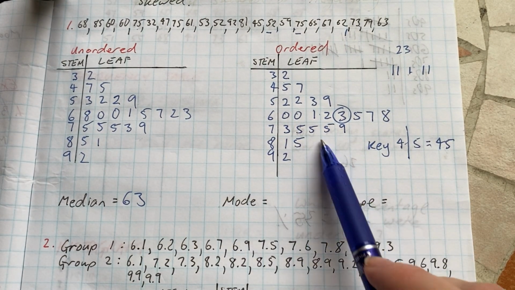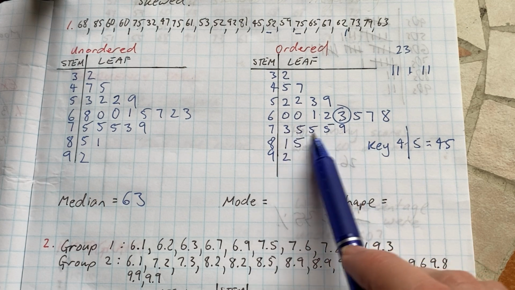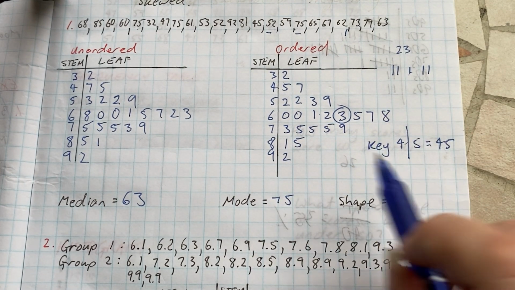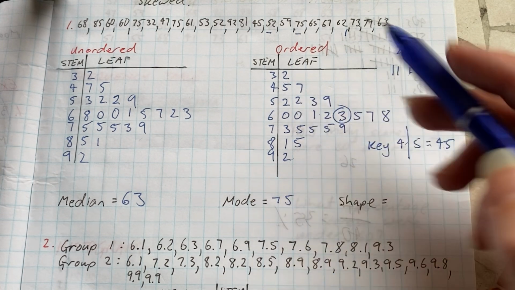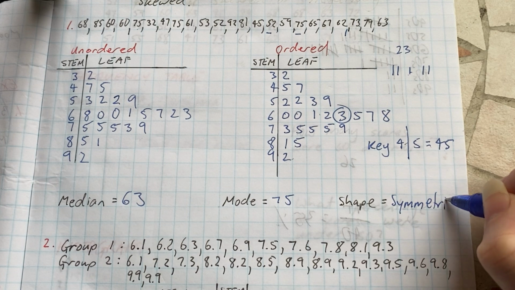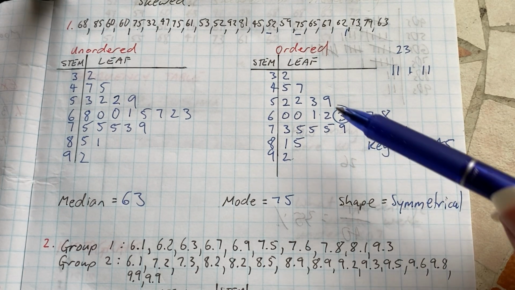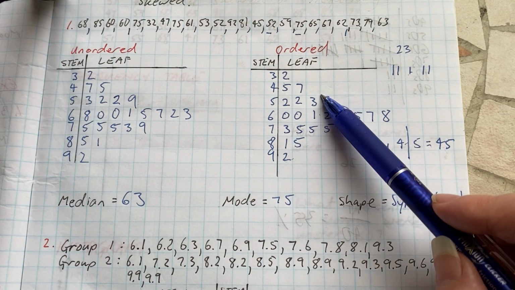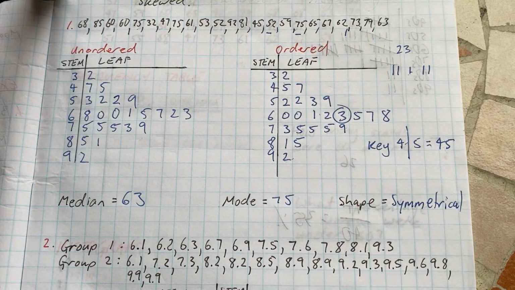Our mode is the most common. Here it is right here. We have 3 times we got a 75. Now the shape of that curve, you can see it's quite symmetrical. So I'm going to write symmetrical there. It's not skewed to one side or another. It's around the middle. You can see it's not exactly symmetrical, but it's pretty close to it.